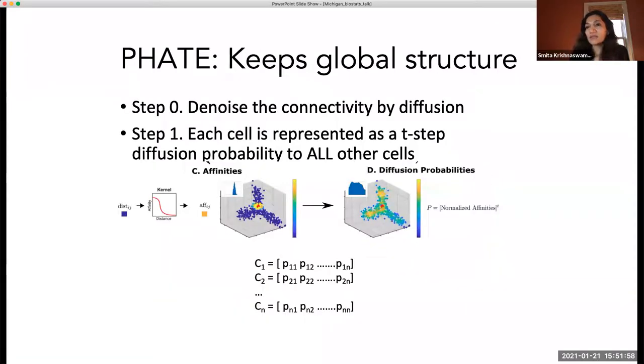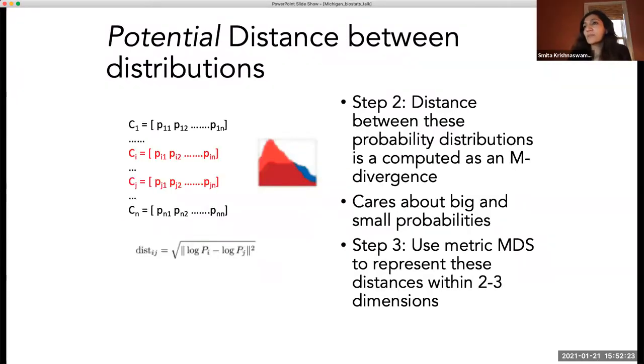And now the next step after the diffusion, which denoised the data, is that you have this new representation of cells in your single cell data or whatever data you have as T-step diffusion probabilities to all other cells. So each cell is represented by a probability distribution. So this is like a statistical manifold. And we take basically a divergence between those.